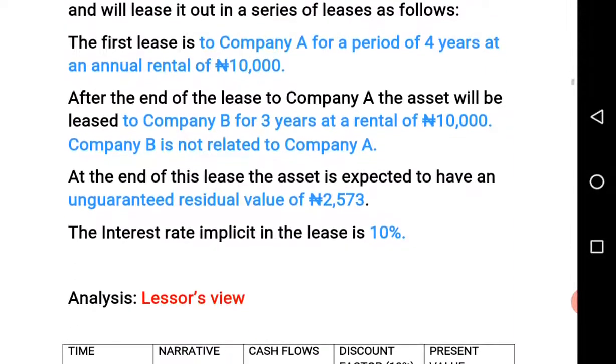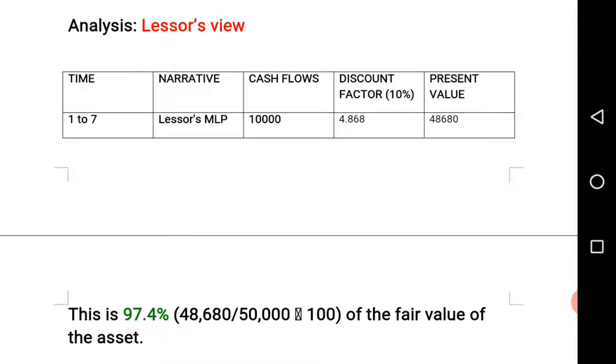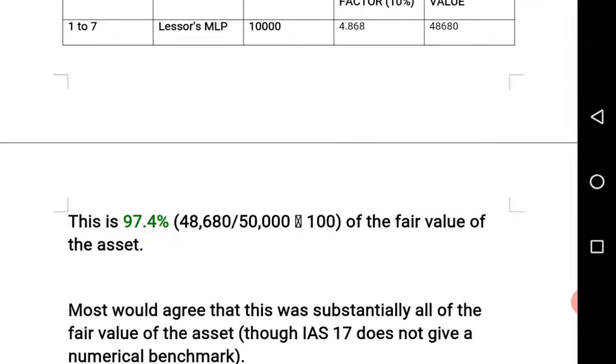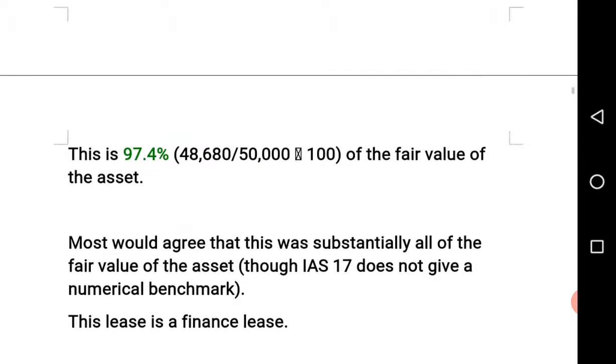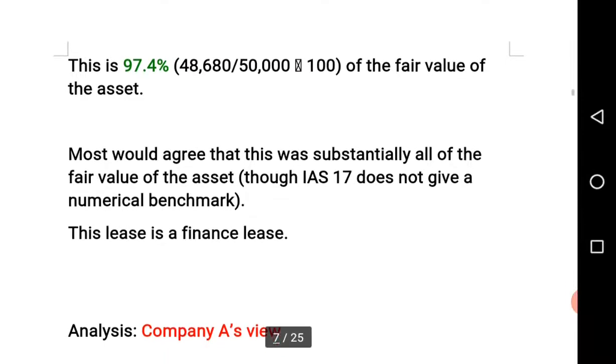Now we look at 48,680 and the cost of the asset, which is 50,000. It occupies a substantial part of the cost of the asset. So we can say to the lessor, he can consider this as a finance lease. But let's see what it says. It says this is 97.4%, that's 48,680 divided by 50,000 times 100%, of the fair value of the asset. Most would agree that this was substantially all of the fair value of the asset, though IAS 17 does not give a numerical benchmark. This lease is a finance lease.